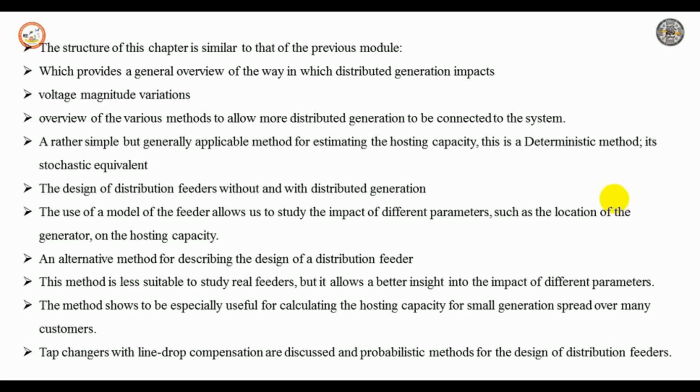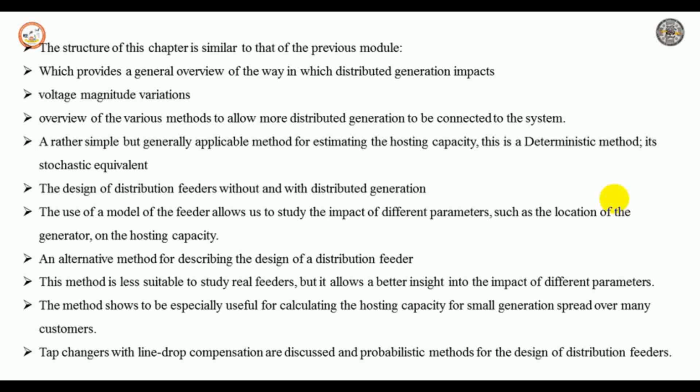Moving on. Here the structure of this module is similar to that of the previous module, which provides a general overview of the way in which distributed generation impacts the voltage magnitude variation. An overview of various methods that allow more distributed generation to connect to this system is given. A simple but general method of estimating this hosting capacity is the deterministic method, and its stochastic equivalent.